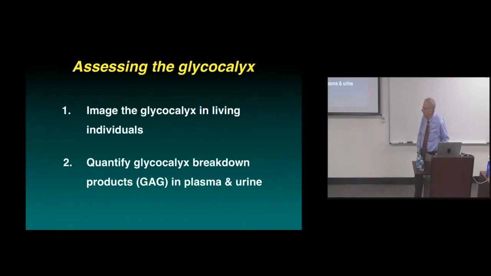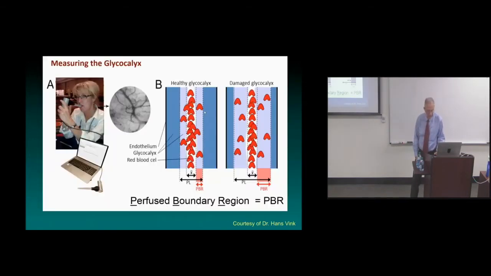Now, in assessing the glycocalyx, you can image it in living people. I didn't know this was possible, but I learned about it. There are certain cameras where you can actually see the blood vessels. I'll show some of that. And you can also quantify glycocalyx breakdown products like these glycosaminoglycans. This can be done in colorimetric assays and by mass spectroscopy.